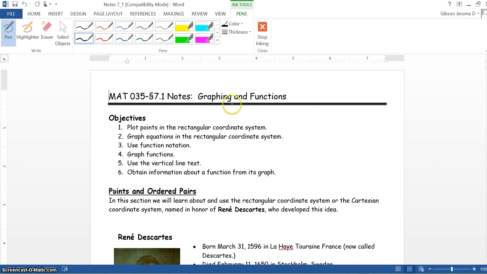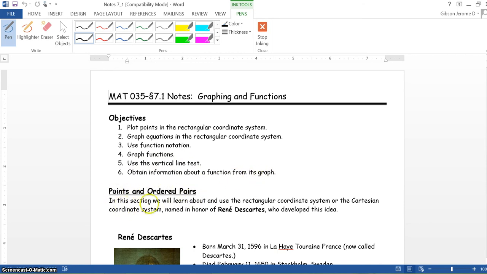Hello class, we're about to start section 7.1, Graphing and Functions. Our objectives are to plot points in the rectangular coordinate system, to graph equations in the rectangular coordinate system, use function notation, graph functions, use the vertical line test, and obtain information about a function from its graph.